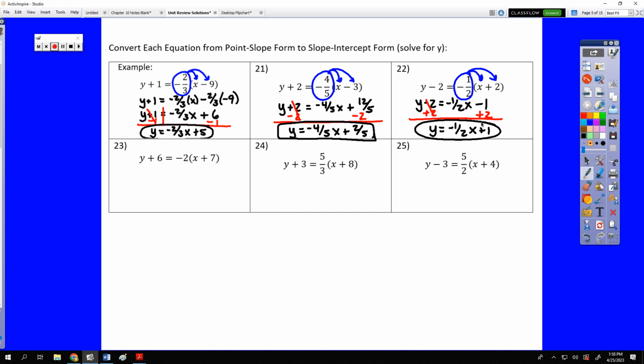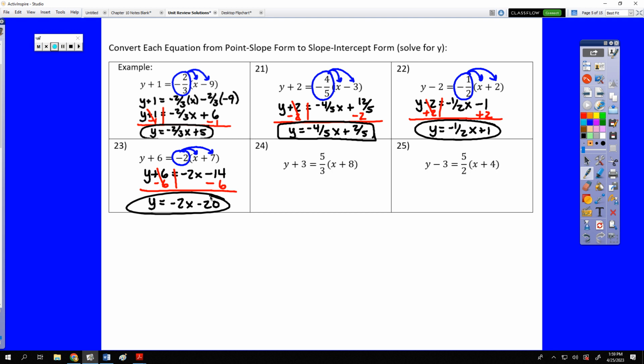Number 23 doesn't have a fraction, but the process is still exactly the same. We grab our slope and we distribute it through the x parentheses, which would give us y plus 6 equals negative 2x minus 14, because negative 2 times 7 is negative 14. Then to finish solving, we need to get rid of the positive 6, which would require us to subtract 6 from both sides of the equation. And that would give us y equals negative 2x minus 20.